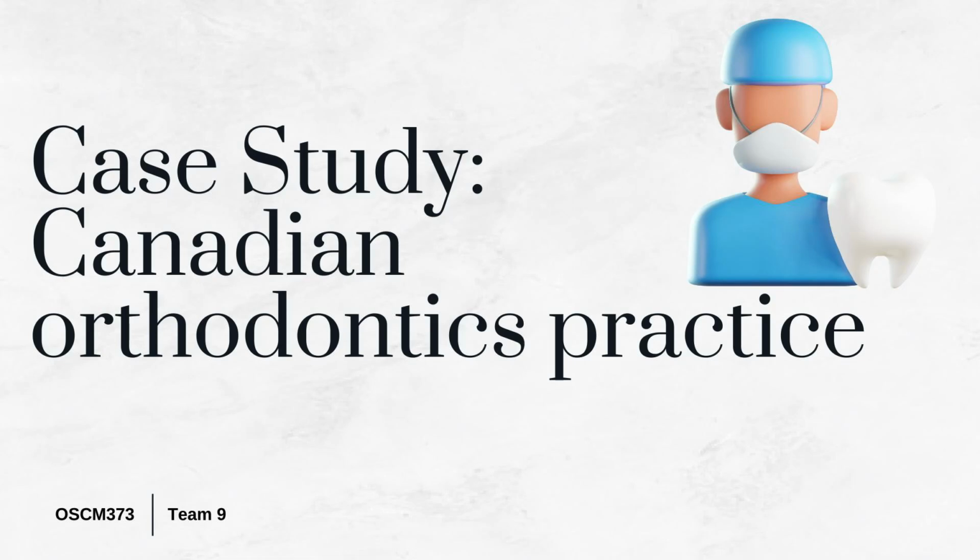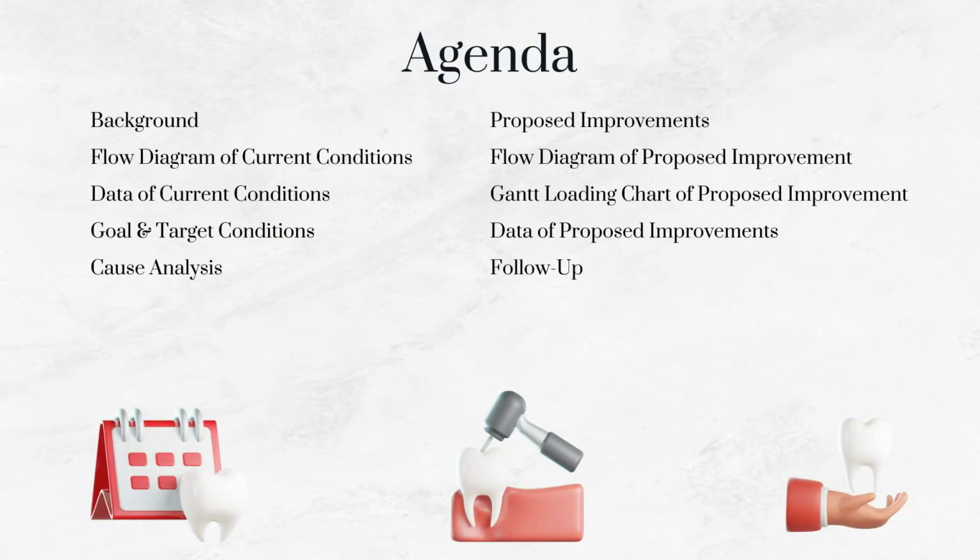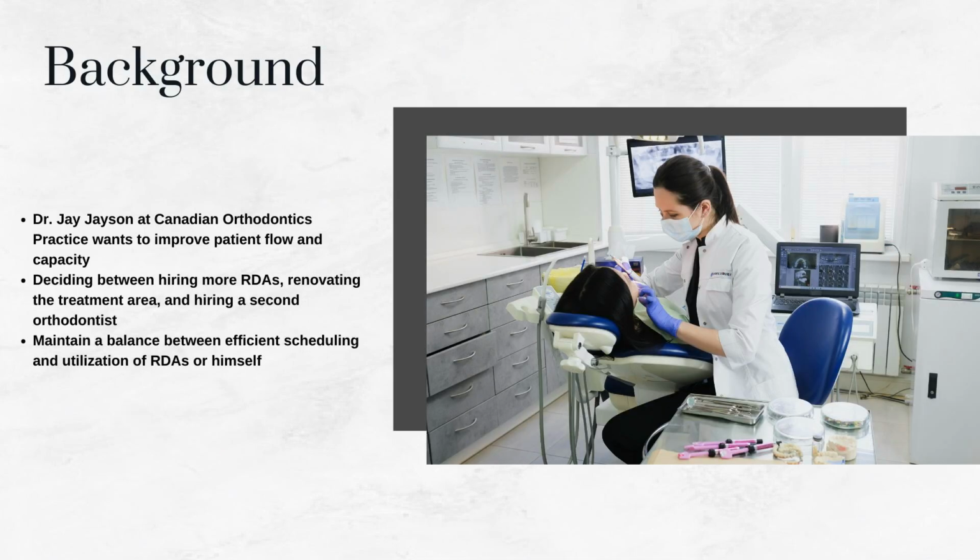Hello, this is Team 9's Canadian Orthodontics Practice Case Study. Today we'll be going over the background of the situation, a flow diagram of the current situation, data of the current condition, goal and target conditions, cause analysis, proposed improvements, flow diagram of a proposed improvement, Gantt loading chart of proposed improvement, data of proposed improvements, and the follow-ups to our improvements.